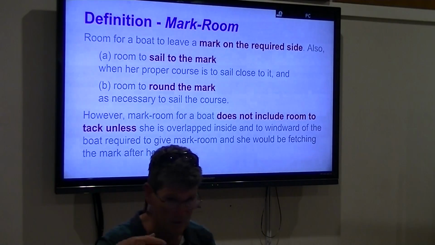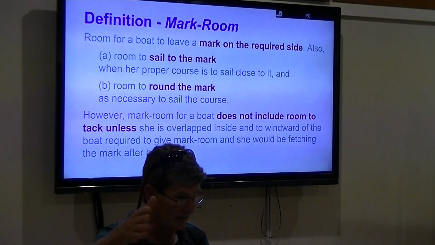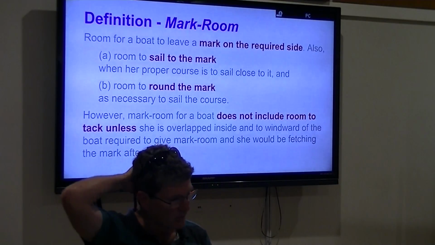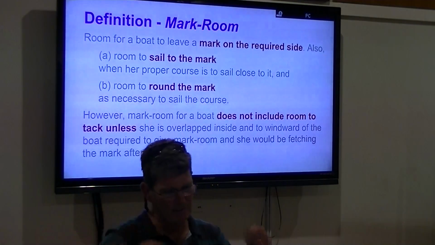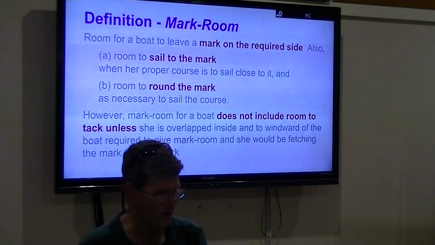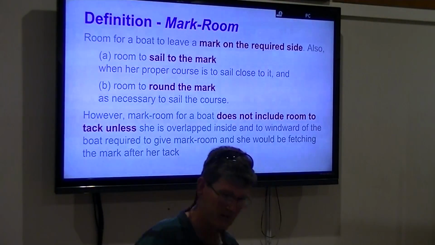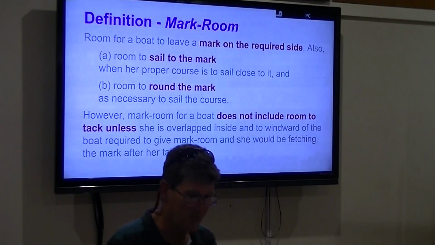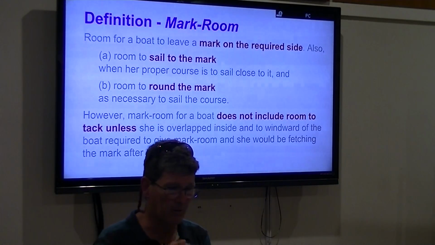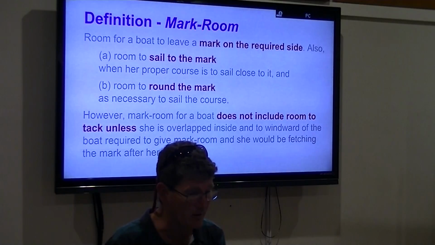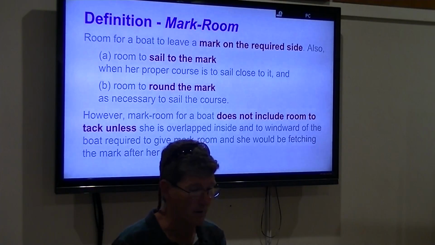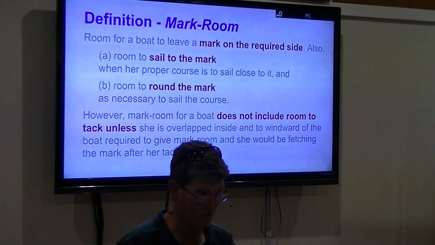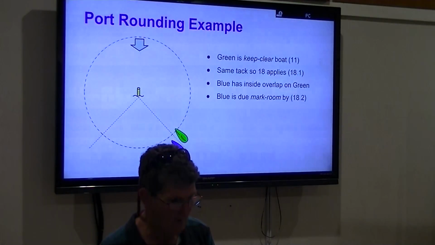If you're due mark room, it means you're allowed to sail to the mark, you're allowed to leave the mark on the required side, you can round the mark as necessary to sail your course, and then this double negative, this is almost a triple negative, it does not include room to tack unless, which means it does include room to tack if you are overlapped inside the windward of the other boat. So, I'll go into those details later. Room to sail to the mark, room to leave the mark on the required side, room to round the mark, and maybe room to tack. Conditional room to tack. So let's see how that works.